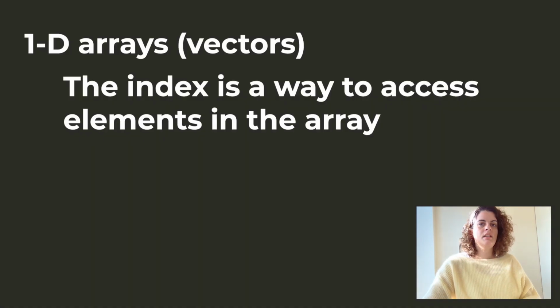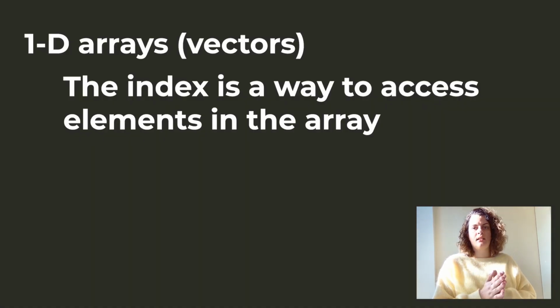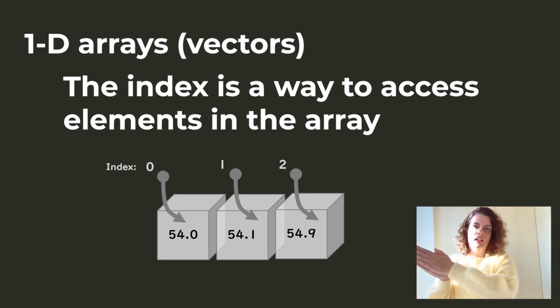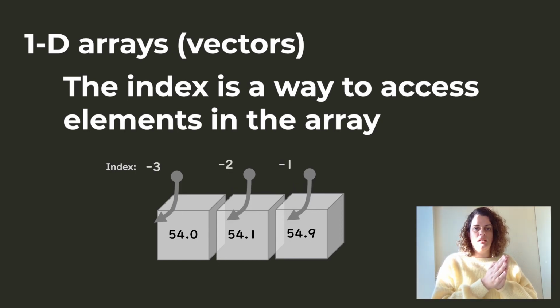Correct. So remember, the index is the number that you use to get an element from the array. It starts at 0, then goes to 1, until the len minus 1 of the array. If you want to get the elements in reverse order, for instance the last element, you should start at minus 1. If it's the second last element, you go to minus 2, and so on.